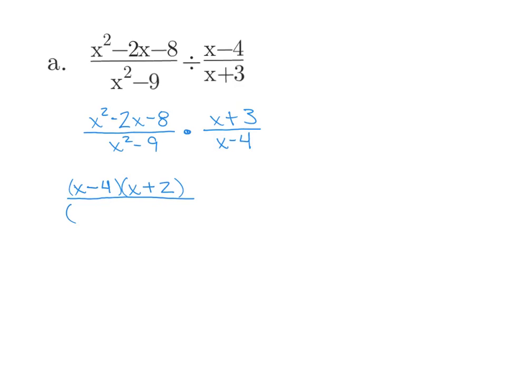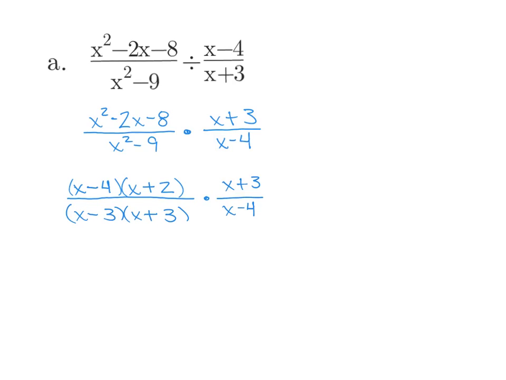The denominator is difference of squares. So x squared is going to be x and x. Things that multiply to 9 is 3 and 3. And we have different signs. On the right, I can't do anything here, nothing factors. So I'm going to go ahead and leave it the same. We have x plus 3 over x minus 4.